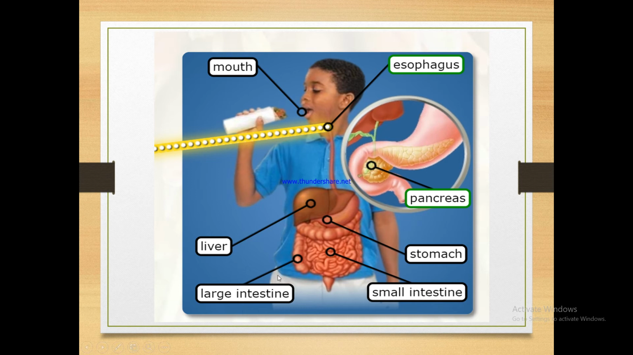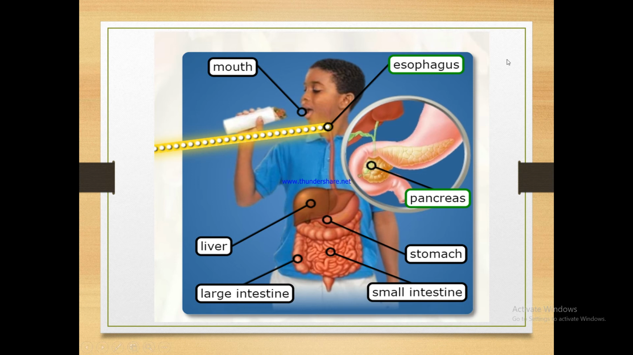And again, the large intestine, I told you, absorbs water from the solid. What is its role? Its job is to carry solid waste from the small intestine to the rectum and anus. Water is also absorbed from the large intestine.